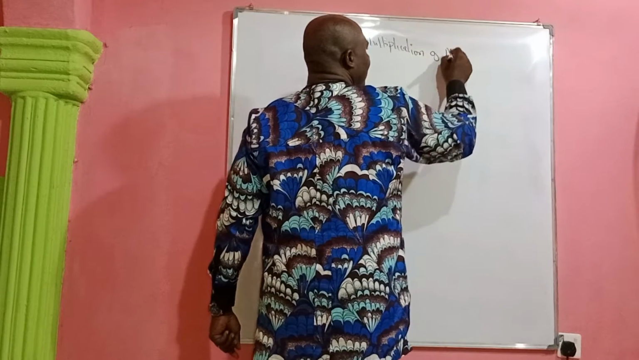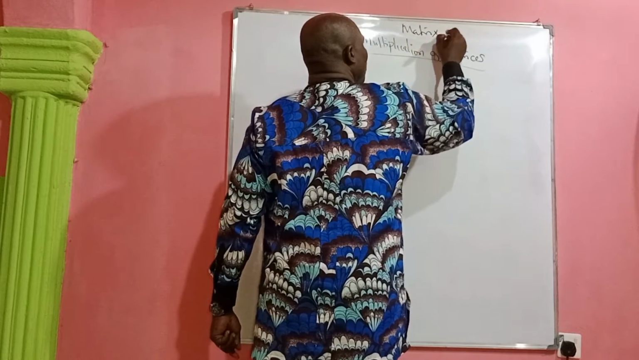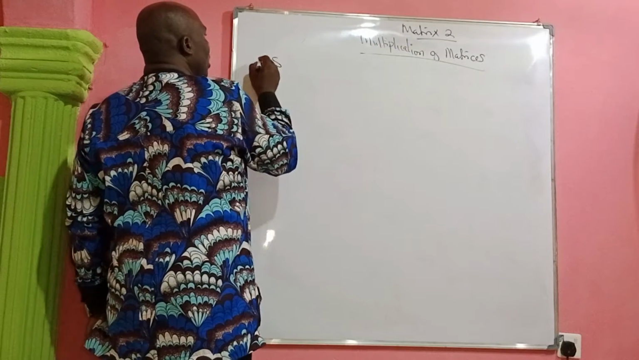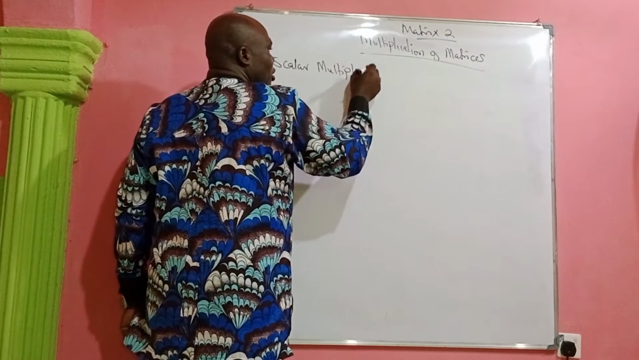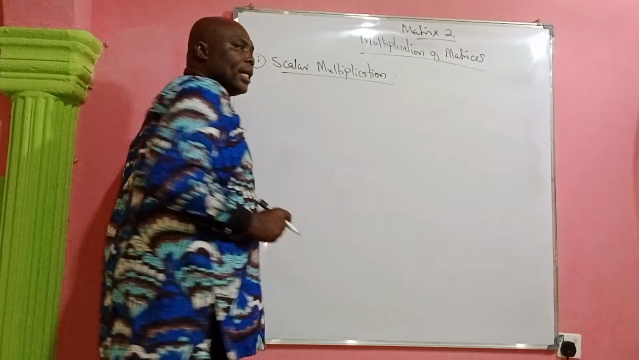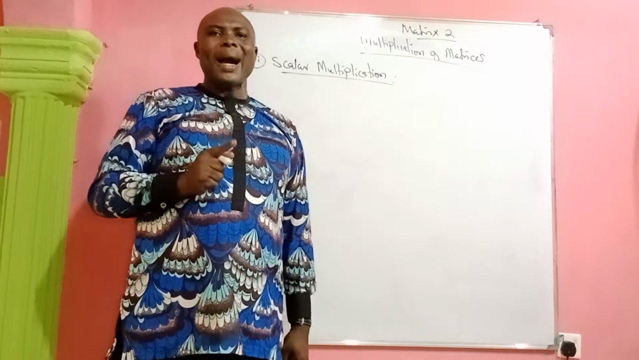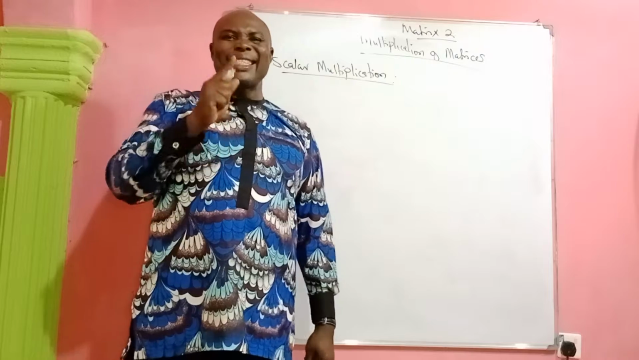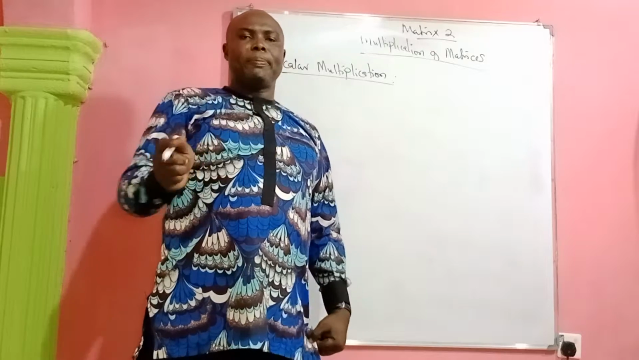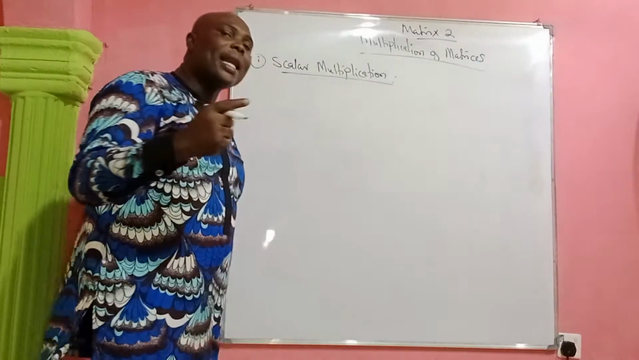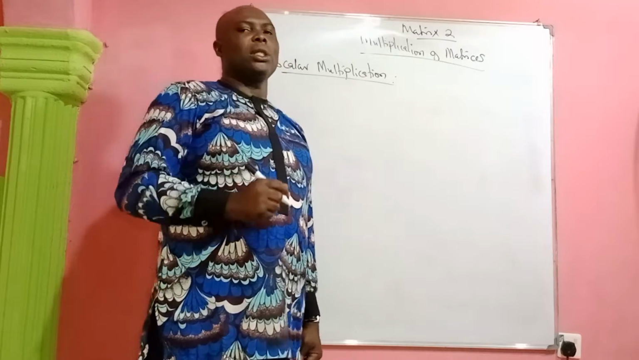Multiplication of matrices. Of course, we are still in matrix, that's matrix part 2. All right. Now, the first one is the scalar multiplication. In the scalar multiplication, we are supposed to multiply a given matrix by a single element known as a scalar. Now, you'll be given a matrix and you'll be given a scalar. All you need to do is to multiply the matrix by the scalar. The scalar is a positive or negative whole number or fraction. That's what the scalar is.